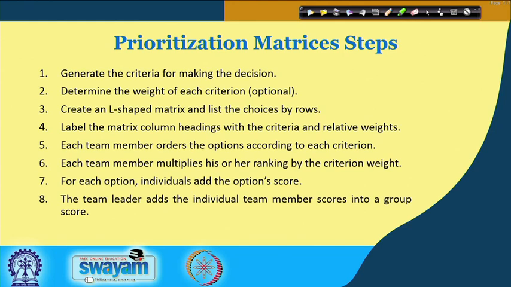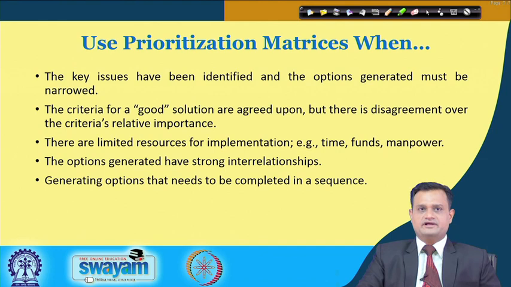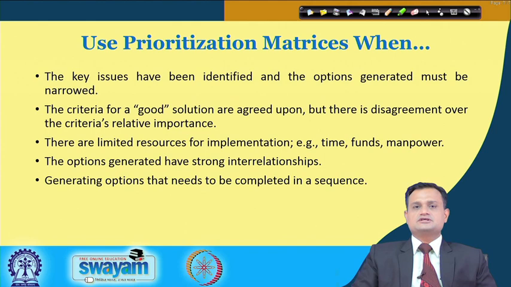So we typically use this kind of matrix or prioritization approach when the key issues have been identified and the options generated must be narrowed down. So you have done brainstorming, NGT, multi-voting and various techniques to generate the ideas. Now obviously you cannot work on all the ideas or projects. You have to narrow down your list, and this kind of approach can really help you derive consensus based on teamwork on the set of criteria, and then you can allocate the necessary resources and budget to those projects which are really receiving the higher importance.